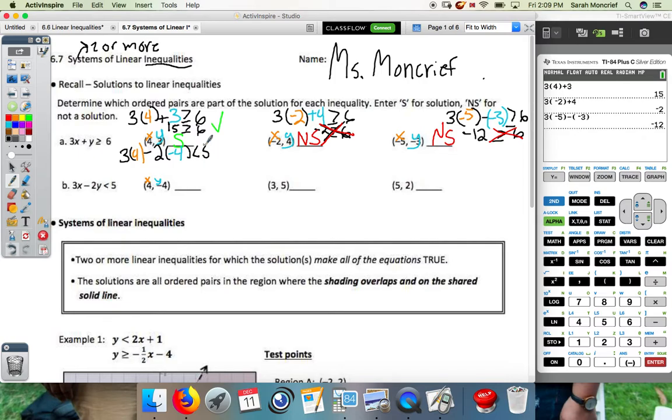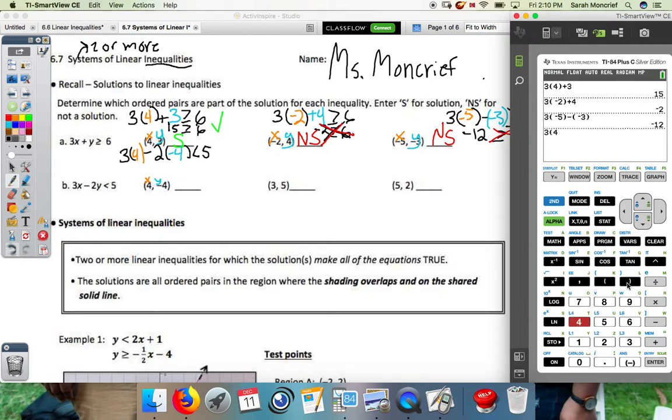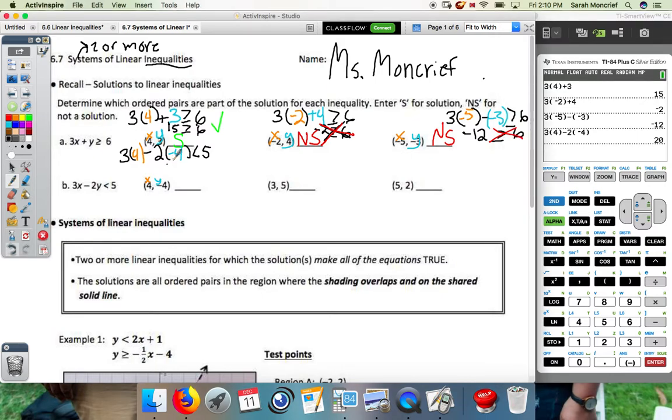is less than 5. And again, the best way to do this is just plugging it in your calculator. Make sure you're plugging in this side completely like you have it written out. Don't deviate from that. So we have 3 parentheses 4 minus 2 parentheses negative 4. And what do we get? We get 20. So we want to know, is 20 less than 5? No, it's not. So this is not a solution.